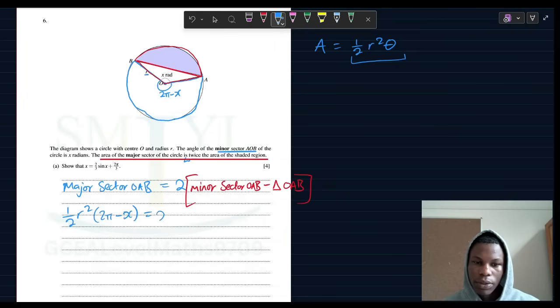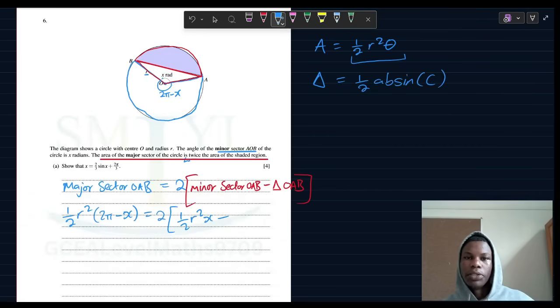And this is equal to 2 times our minus sector A or B. It's a sector, so it follows the same formula. So half our radius is still r, so half r squared. Our theta is x, so half r squared x, minus triangle OAB. So the area for a triangle we want to use here is going to be half AB sine C.